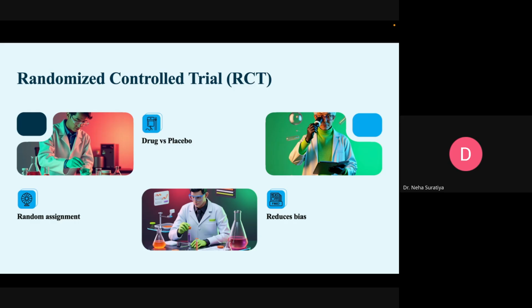What is a randomized controlled trial, guys? Okay, focus on the word. It is randomized. Participants are randomly assigned to different treatment groups. Randomly. The word randomized means assignment occurs by chance rather than the investigator's choice. Okay, rather than the investigator's choice, by chance.